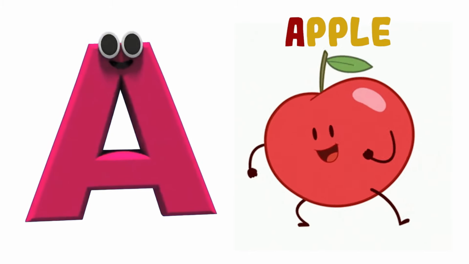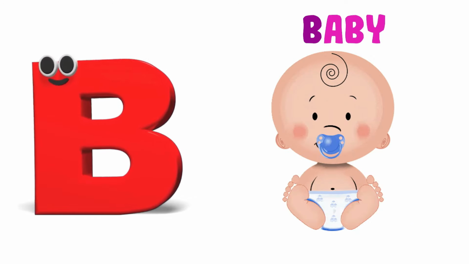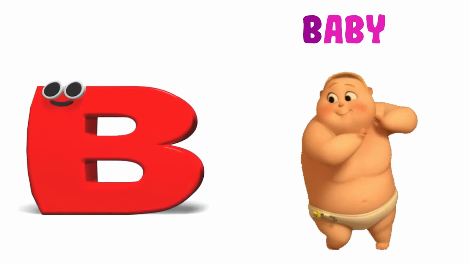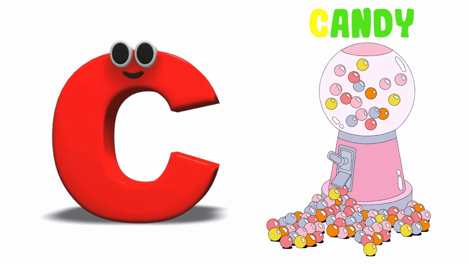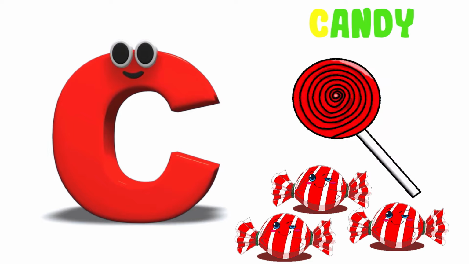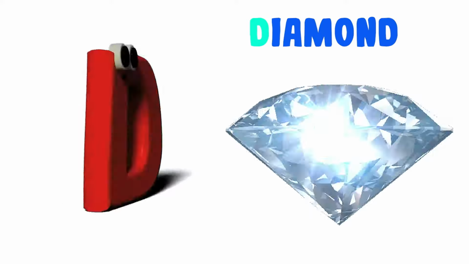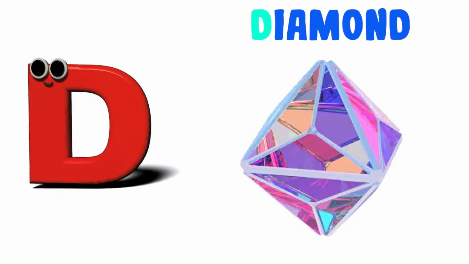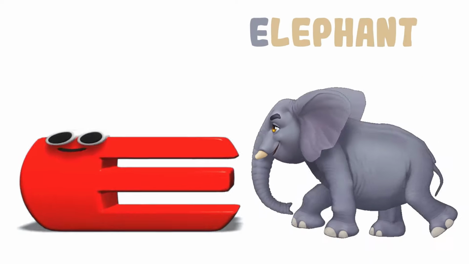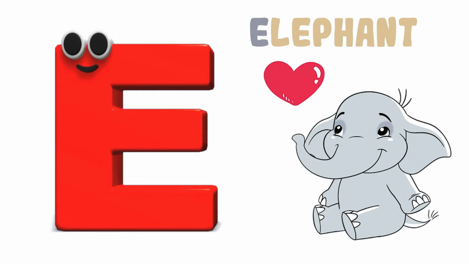Apple, a, apple. B is for baby, b, b, baby. C is for candy, c, c, candy. D is for diamond, d, d, diamond. E is for elephant, e, e, elephant.